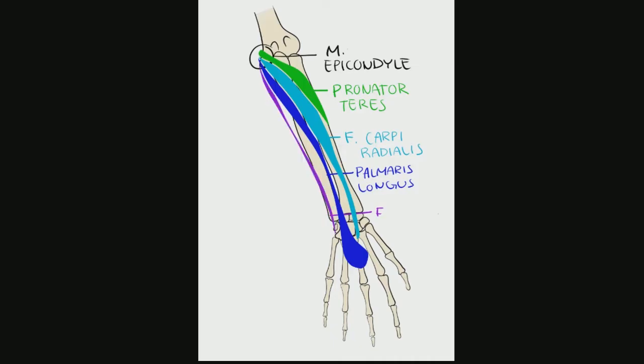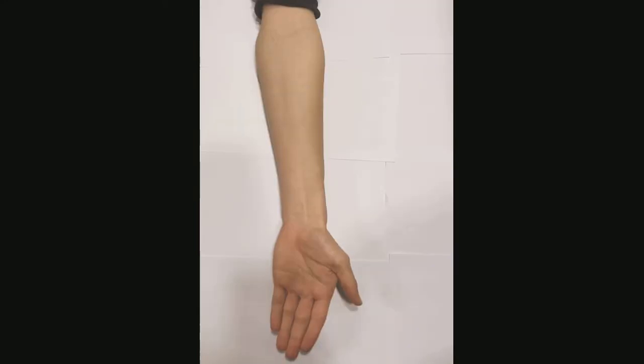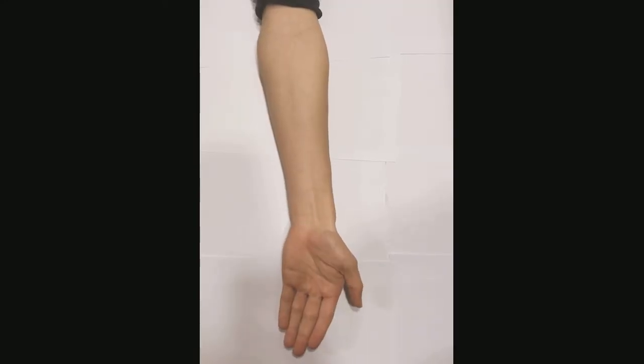The final muscle in this compartment is the flexor carpi ulnaris, shown in purple. It originates from the medial epicondyle, passes into the wrist and inserts into the pisiform carpal bone, the medial part of the wrist, and the base of metacarpal 5. Unlike the other superficial muscles, it is innervated by the ulnar nerve because it lies so medially. It acts to flex and adduct the wrist.